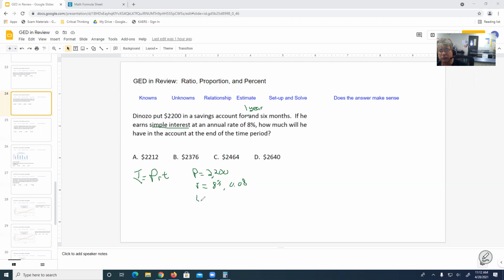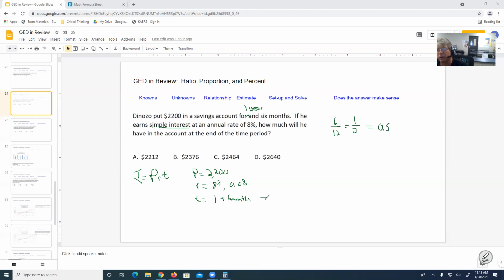Now, the key about this is the time has to be in years. So I have 1 year, and then I have 6 months. The 6 months has to be converted into years. Well, since there's 12 months in a year, 6 months is a fraction of a year, so 6 out of 12. Well, 6 months out of 12 months is actually the same thing as a half. And a half is the same thing as 0.5.